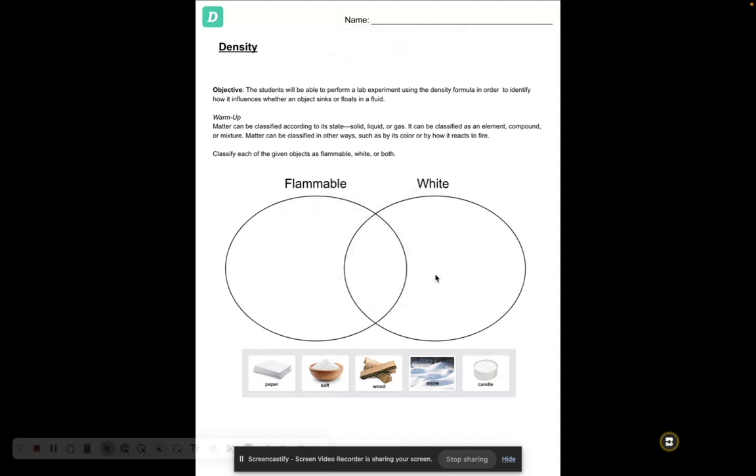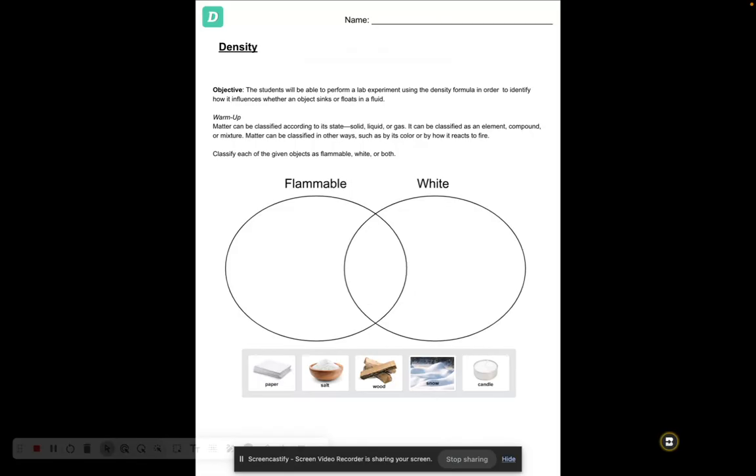All right, guys, so for today, you're going to study density. One more time, we're going to review this part before we start something completely new for the second semester of chemistry. The first part in here, you're going to be able to perform a lab experiment using the density formula in order to identify how it influences whether an object sinks or floats in a fluid.